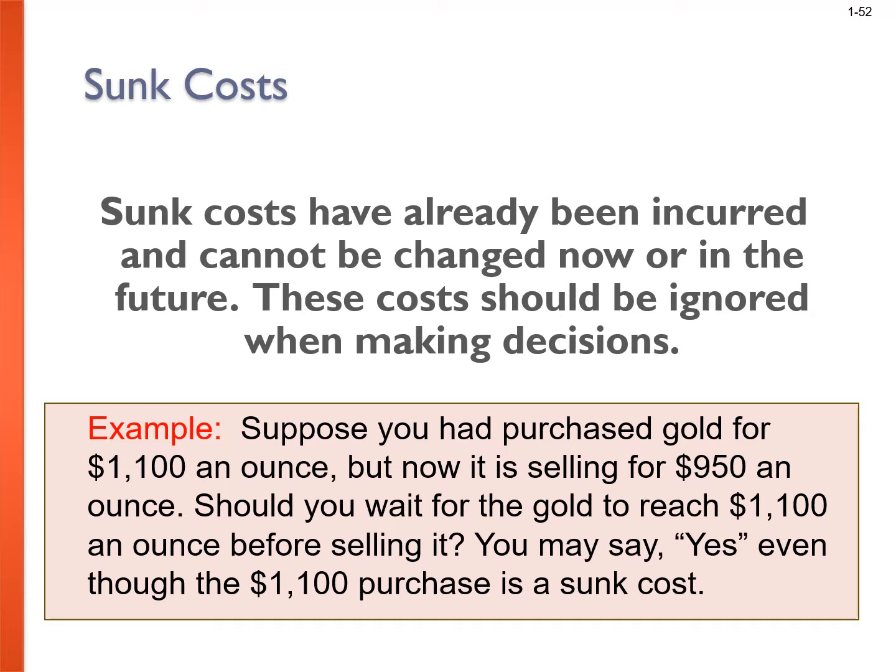Some costs have already been incurred and cannot be changed now or in the future, and they're ignored. Suppose you had purchased gold for $1,100 an ounce, but it is now selling for $950. Should you wait for the gold to reach $1,100 an ounce before selling it? You may say yes, but even though you already bought it, it's over with, it's done, it's a sunk cost. It's already occurred, you can't change it.